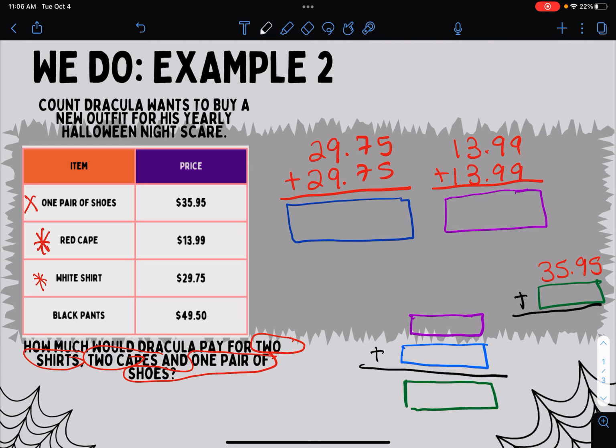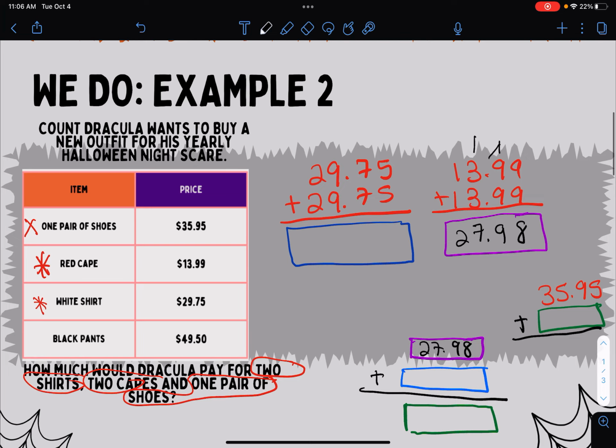So I'm going to do the purple box so you can kind of see what you're supposed to be doing. So 9 plus 9, 18, carry your 1. 1 plus 9 is 10, plus 9 is 19. 1 plus 3 is 4, plus 3 is 7. And then 1 plus 1. So you would take this price from the purple box and put it into the purple box down here. So now you're going to add 29.75 plus 29.75 and put that response in the blue box, and then add them to get the response for the green box. Okay? So finish that off.